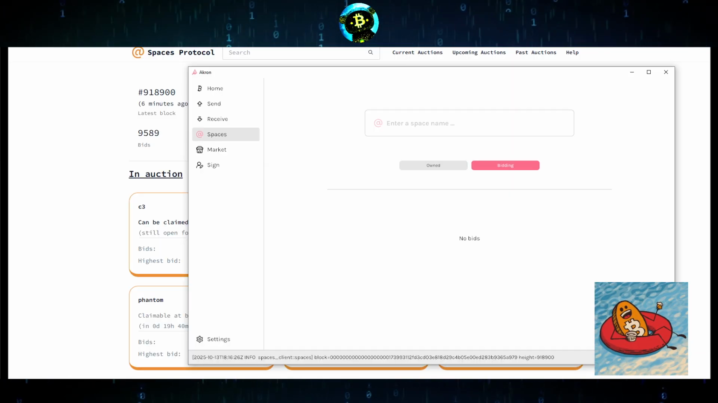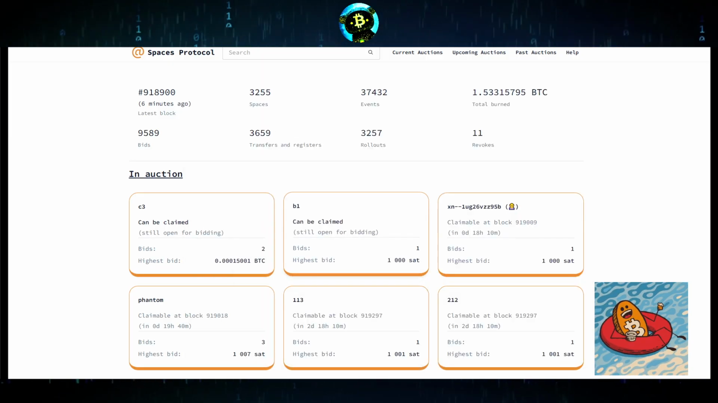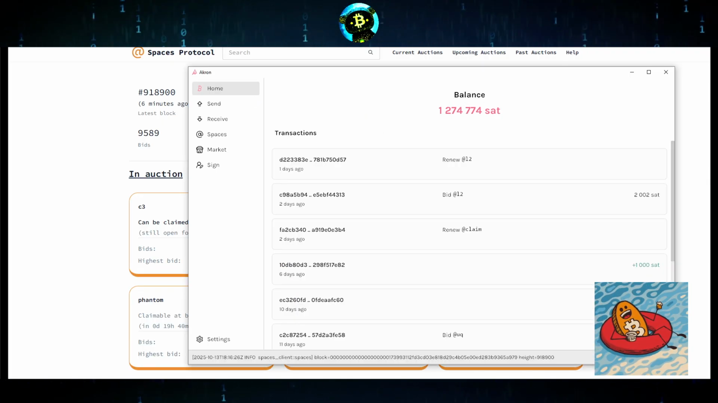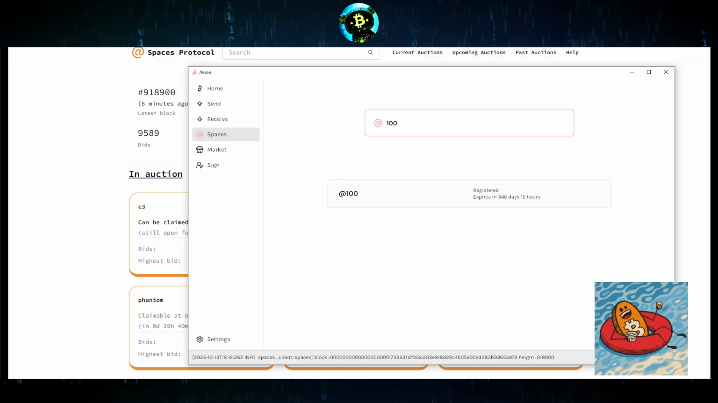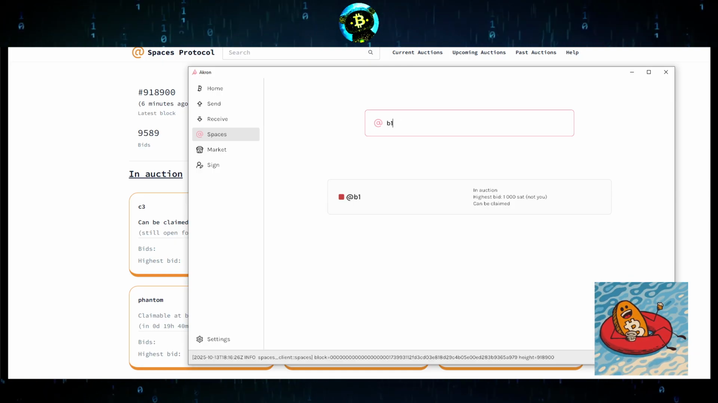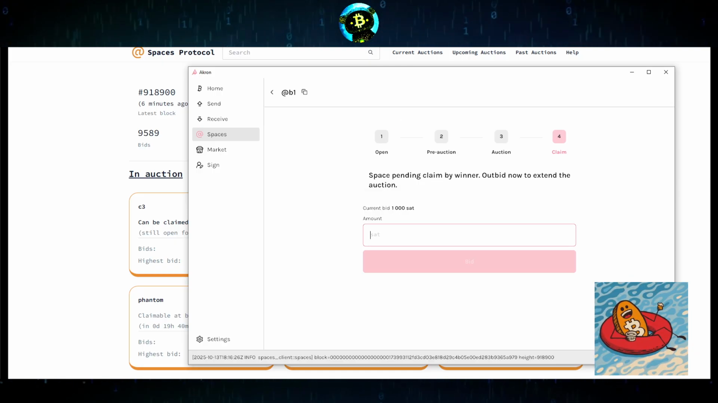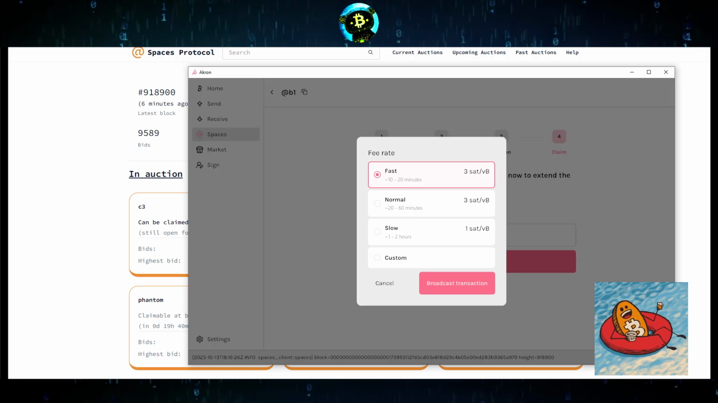And bidding, we don't have anything, but I did see something on the auction here. B1 still sitting out here. It can be claimed, but it's still open for bidding. So I think we're going to take this opportunity to put a bid on B1. 1001 Satoshis. Oh, no. I have to type in B1. So you have to type in the space first. And then 1001 Satoshis. We'll bid on it.